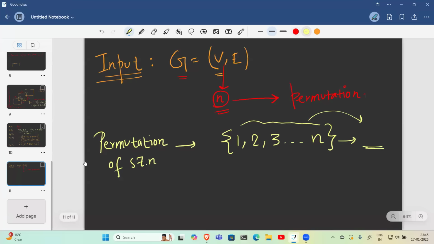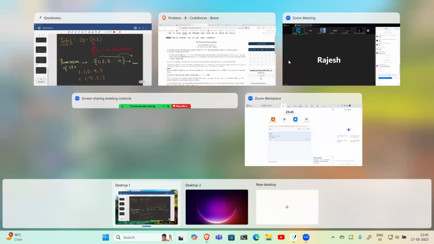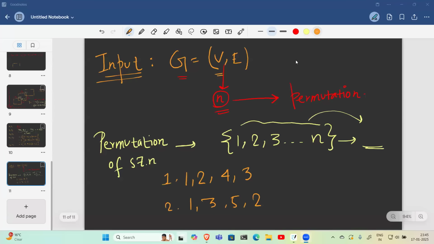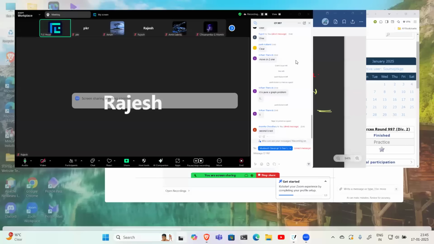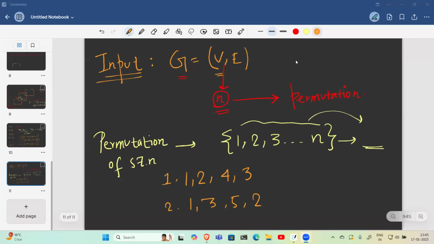For example, let me ask you a few questions. So are 1, 2, 4, 3 and 1, 3, 5, 2 valid permutations? This is the first one, this is the second one. Anyone? Are these valid permutations? Okay, great. The first one is a valid permutation, the second one is not. All of you are fine.